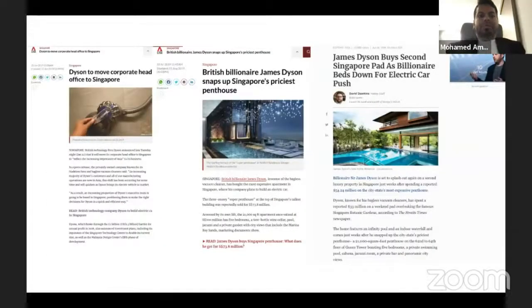And have you heard about Dyson? Dyson is the company that manufactures the fan. They moved their corporate head office to Singapore as well. And the chairman also invested in Singapore's priciest penthouse and bungalow.